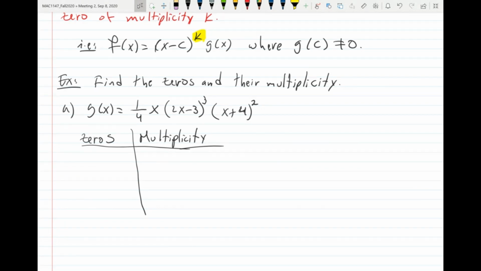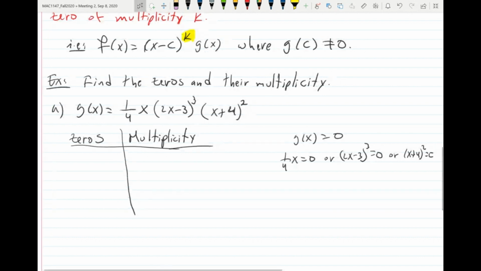So when you set the polynomial equal to 0, so we want to solve g of x equals 0, it follows that we will need to solve these three equations: 1 over 4x equals 0, or (2x minus 3) cubed equals 0, or (x plus 4) squared equals 0. And then it follows that we got x equals 0, or x equals 3 half, or x equals negative 4. What we have here are zeros: 0, 3 half, and negative 4. Those are the three zeros of this polynomial.